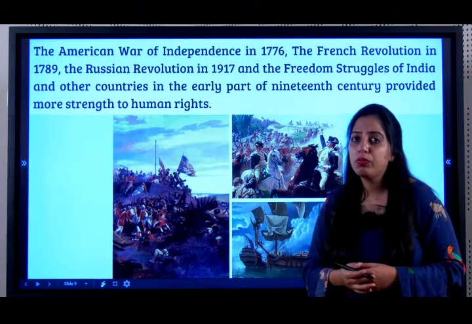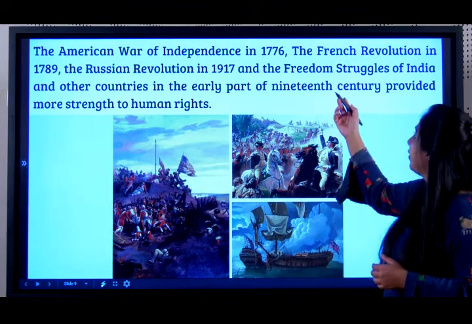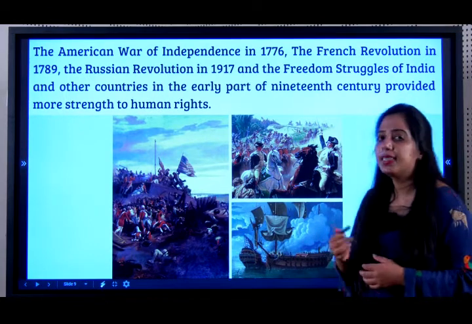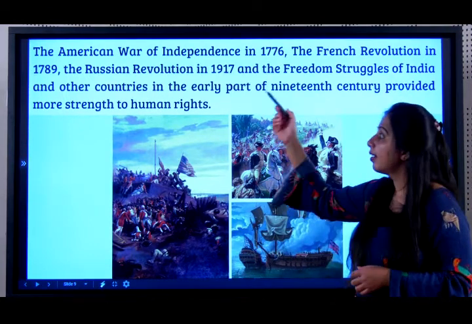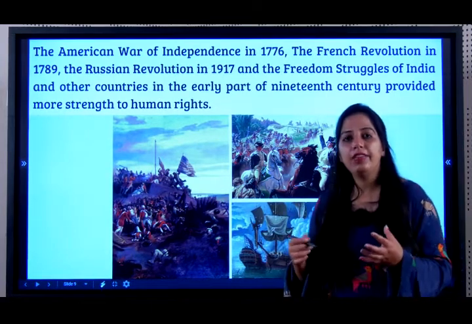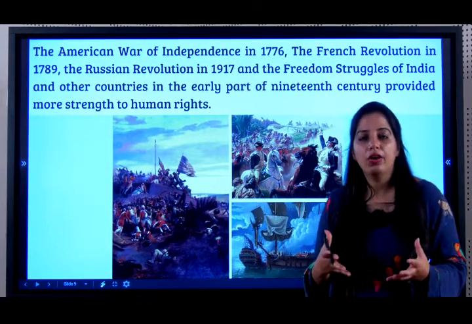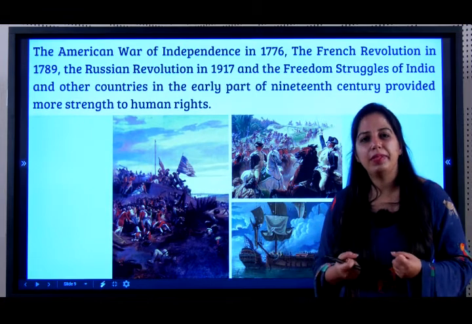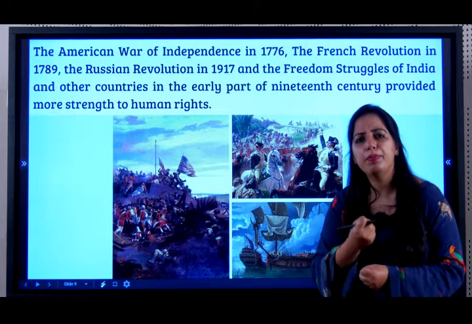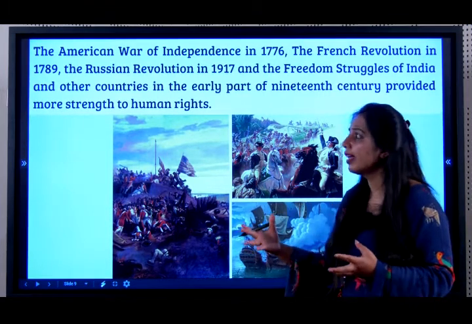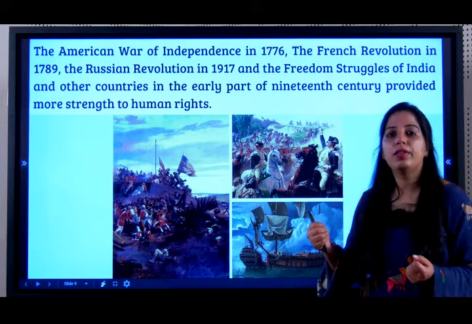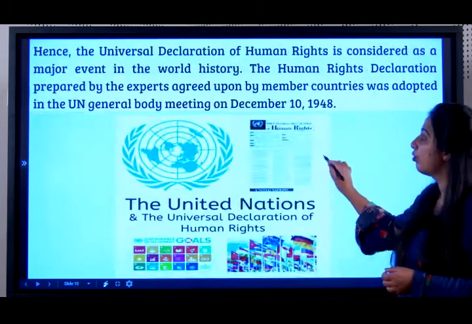The American War of Independence in 1776, the French Revolution in 1789, the Russian Revolution in 1917, and the freedom struggle of India, all of these happened because of human rights. They were not given the most basic human rights. So after all of these struggles, the cause of human rights became very strong.